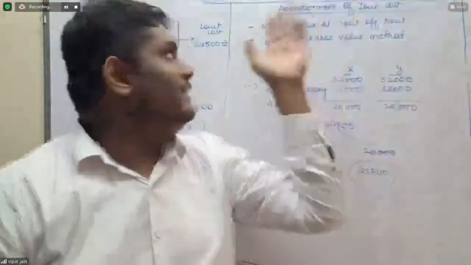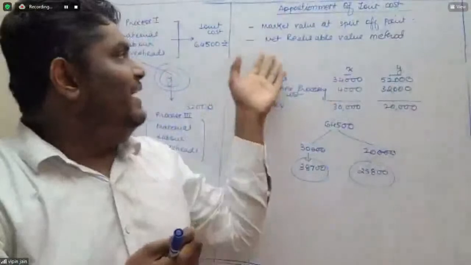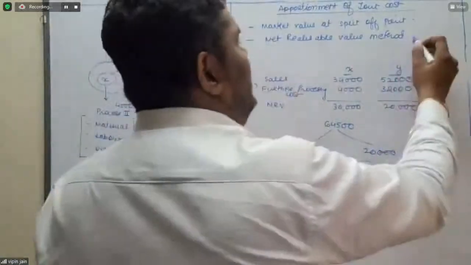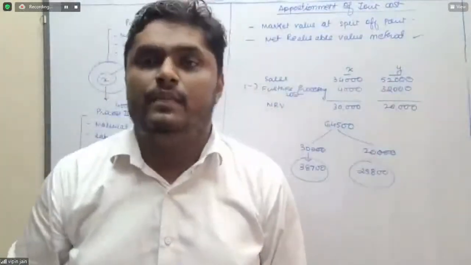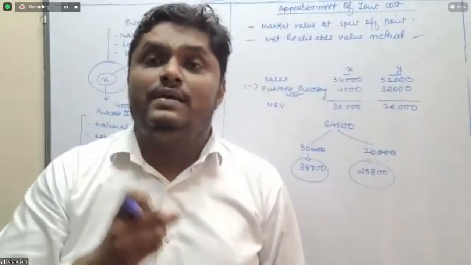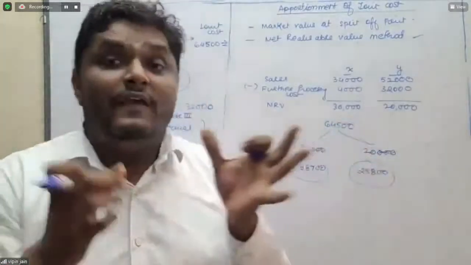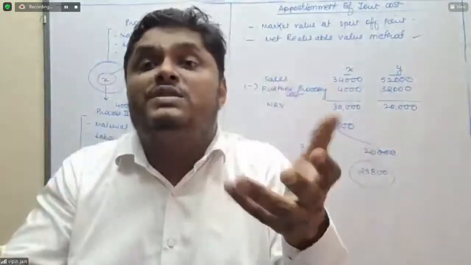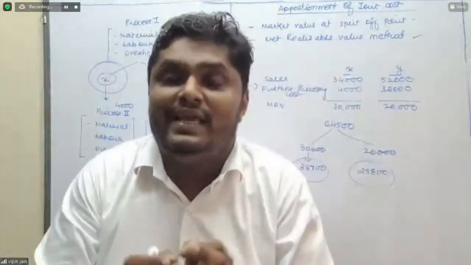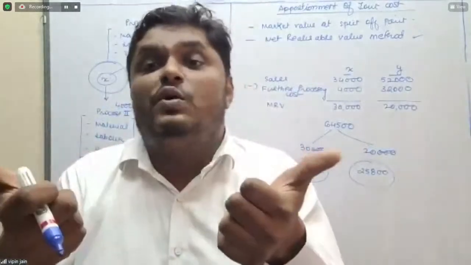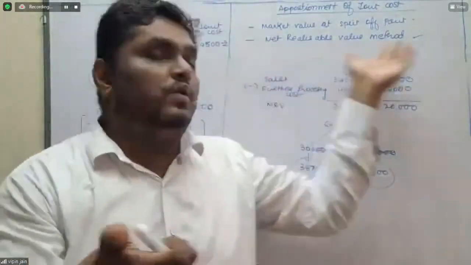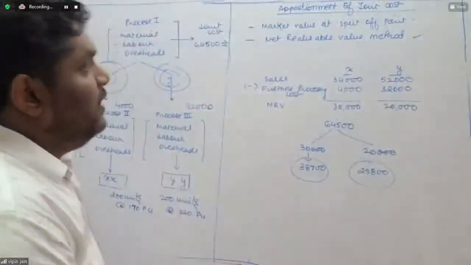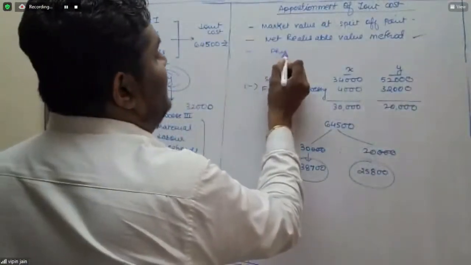Now we have discussed two methods, that is market value at split off point and net realizable value method. Now this is a widely used method. In most of the cases you can apply this method. But what if some information is missing in the question? Let's say if in a particular question further processing cost is not given, then we cannot calculate net realizable value. Then the question is how to apportion the joint cost. So herein one more method comes into picture, that is physical units method.